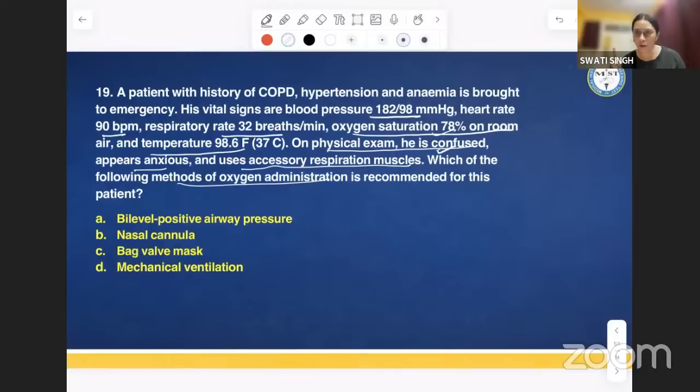Don't go for a simple oxygen delivering device. Try to assist the respiration of the patient. In COPD patient, the first device we always use is BiPAP, bi-level positive airway pressure. Very good, Raj. This is the answer, right? Bi-level positive airway pressure. Okay. So this should be the answer for the method of oxygenation we will give to the patient.